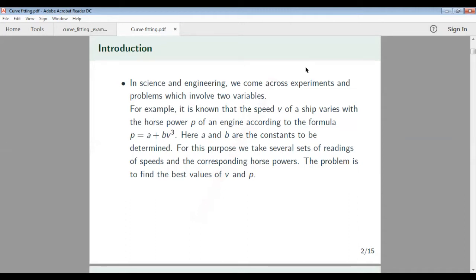For that purpose, we need to take a large number of readings of the speeds as well as the horsepowers. Like when you're giving 1000 horsepower, what is the speed? When you're giving 1500 horsepower, what is the speed? And so on. So the problem essentially involves finding the best values of velocity and power according to this particular equation.